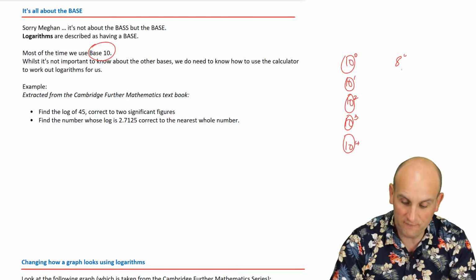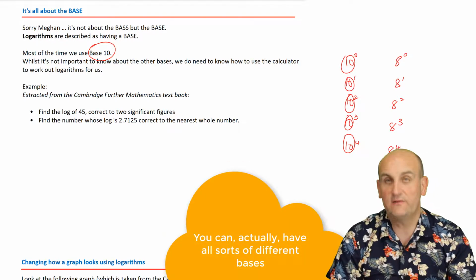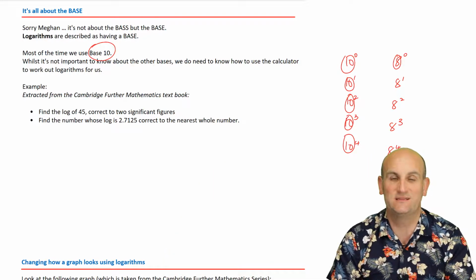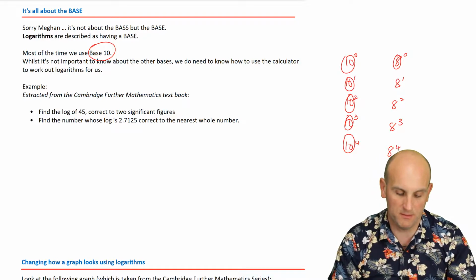We could also have base 8, believe it or not. And if we decided to have a base 8 counting number, then all it means is that this here is an 8. We'd still count the numbers 0, 1, 2, 3, and 4, but we have 8 to the power of 0, 8 to the power of 1, and so on.